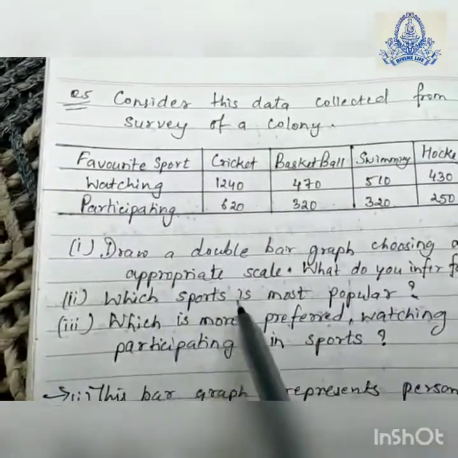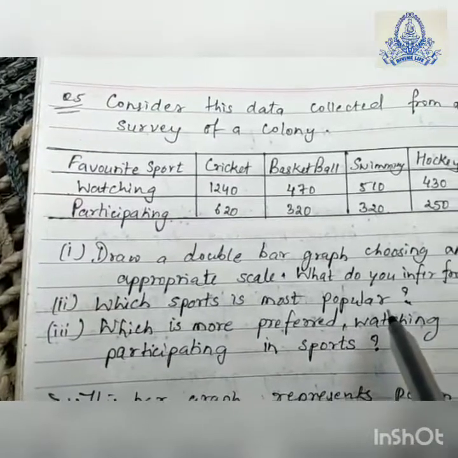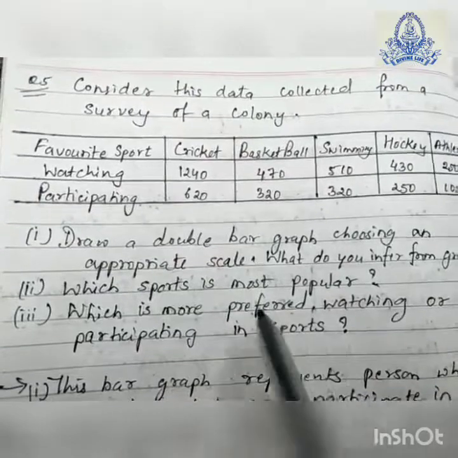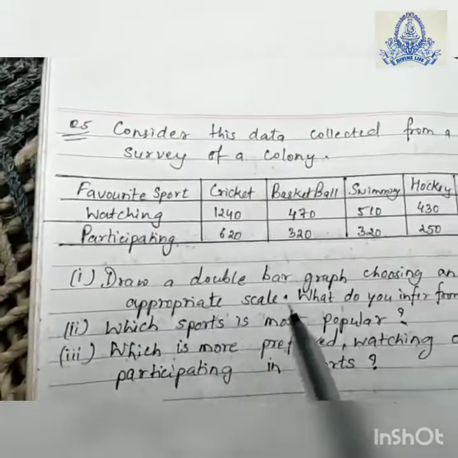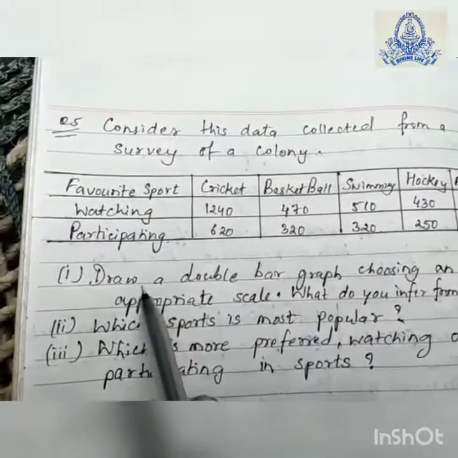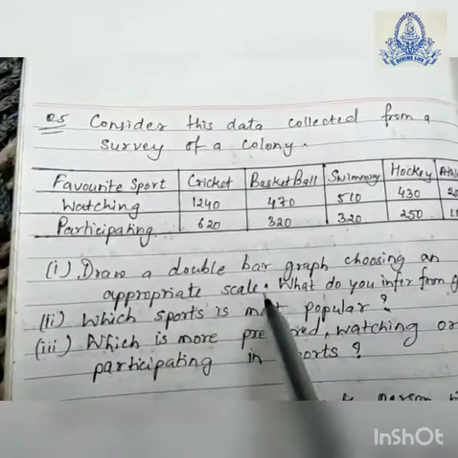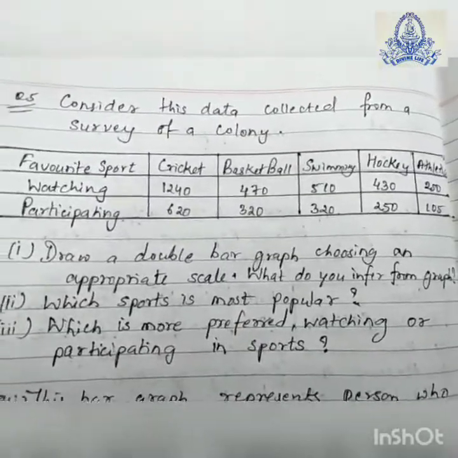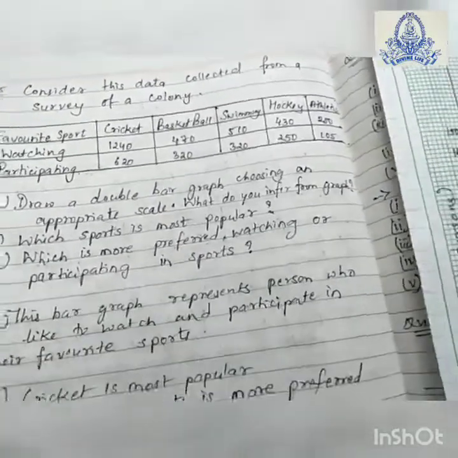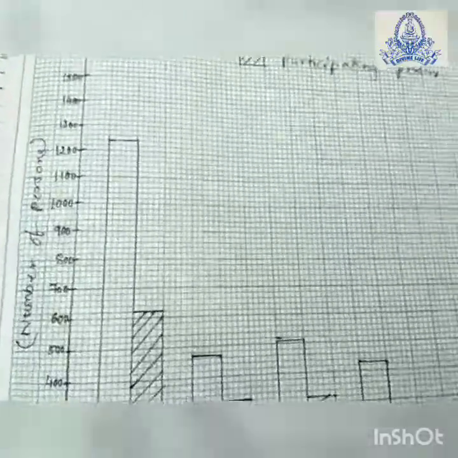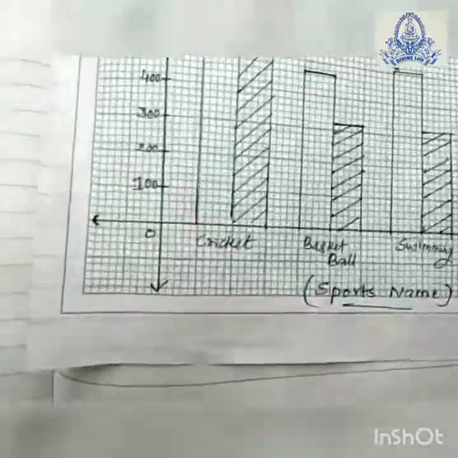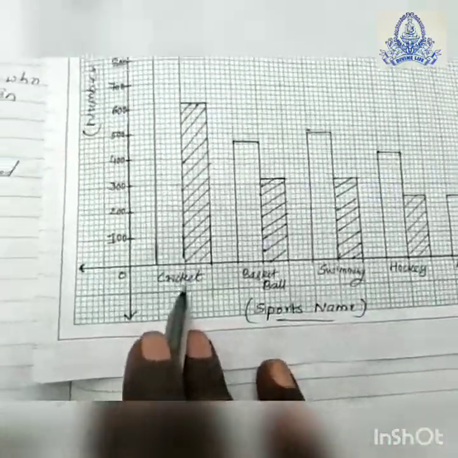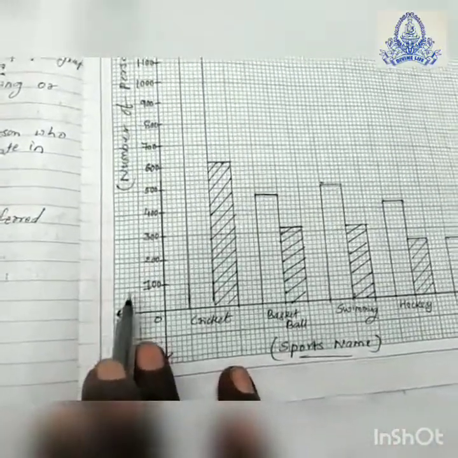Second question, which sport is most popular, and which is most preferred, watching or participating in sports. So three questions are asked, and we will go one by one. First of all we will draw a double bar graph choosing an appropriate scale, and we will infer what we have got from it. You can see here I have already drawn the graph. Same way, x-axis and y-axis, we will leave 2 centimeters from the bottom, and on the left-hand side also 2 centimeters.